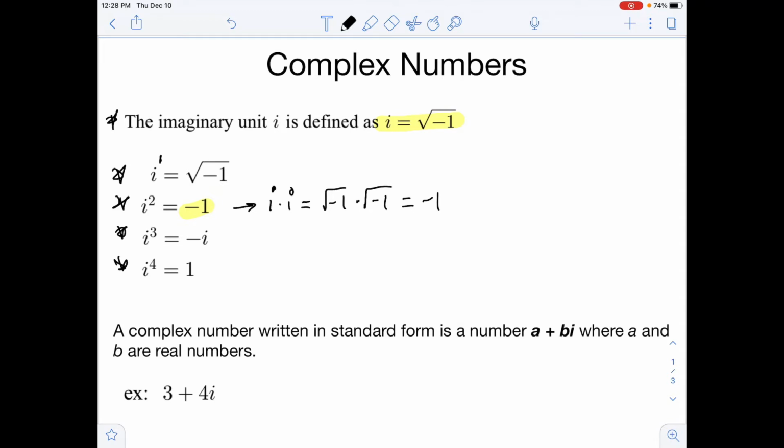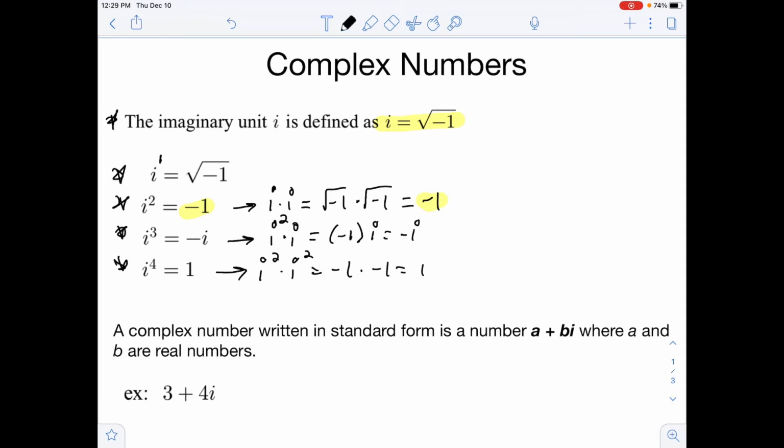Well, what is i to the third power? Well, that is i squared times i. So we already said that i squared is equal to -1. So this would just be -1 times i, which is -i. And then, of course, i to the fourth is equal to 1, because this would be equal to i squared times i squared, which would be -1 times -1, which is 1. So just proving why that is the case.